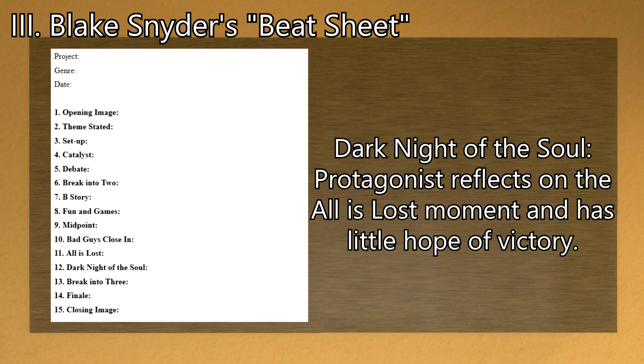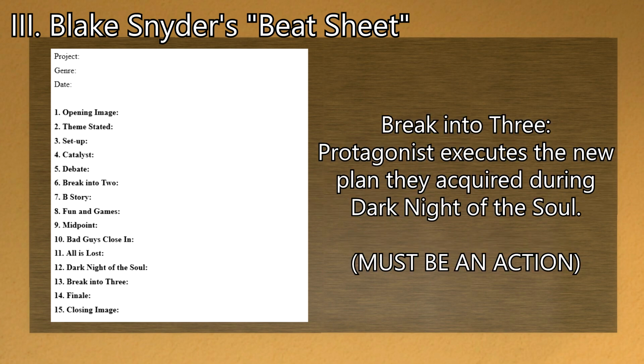The dark night of the soul is when your protagonist is reflecting on the defeat and the beat above. They should feel like there's no way forwards and that they've already lost. This is all about the protagonist having to look at failure in the eyes and contemplate it. We've reached the break into 3. This is the moment Act 3 begins.